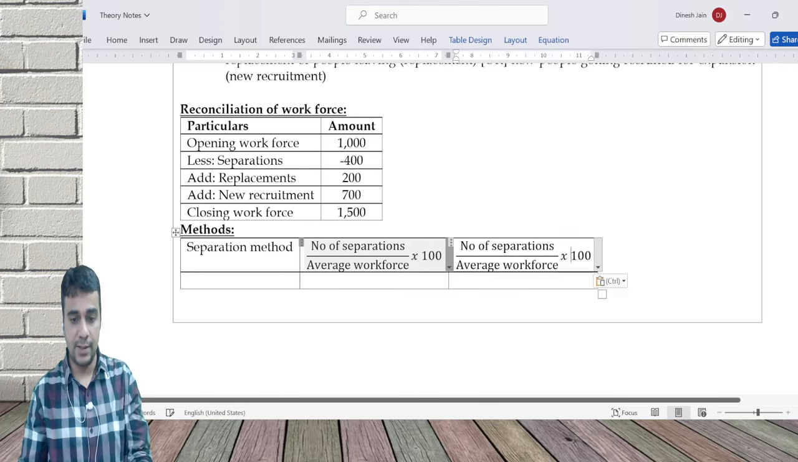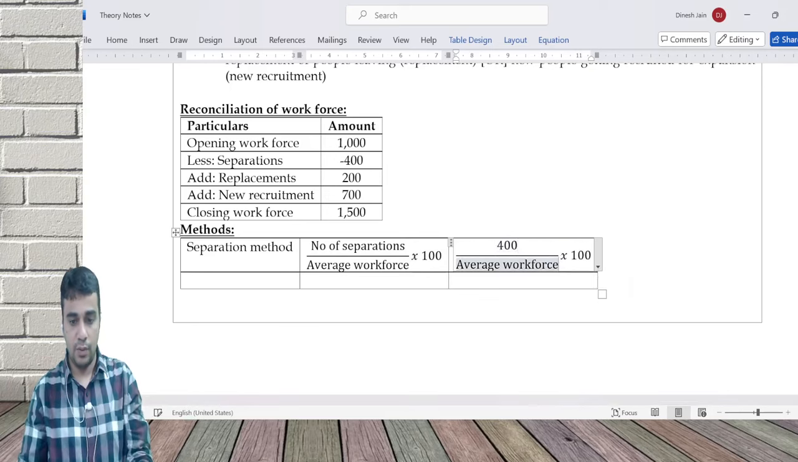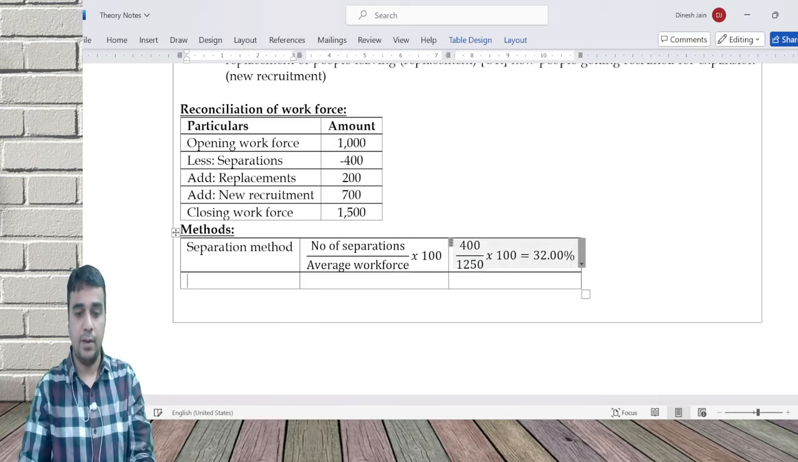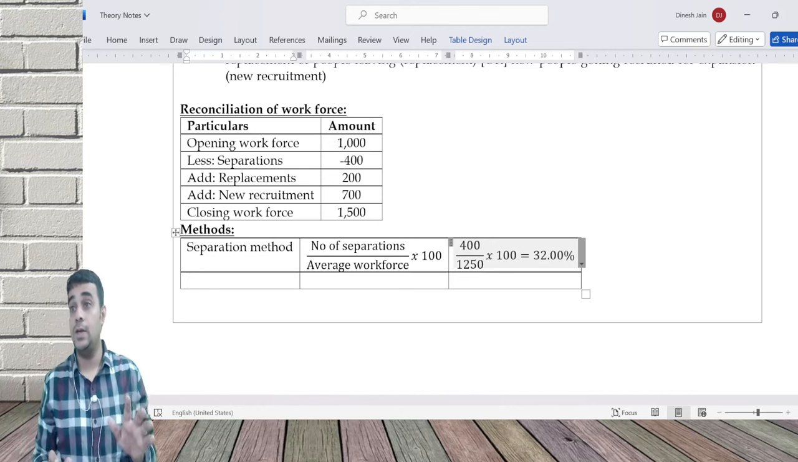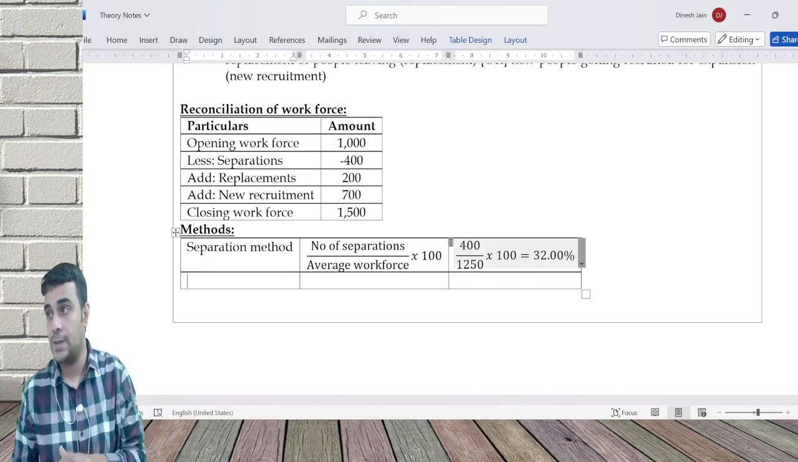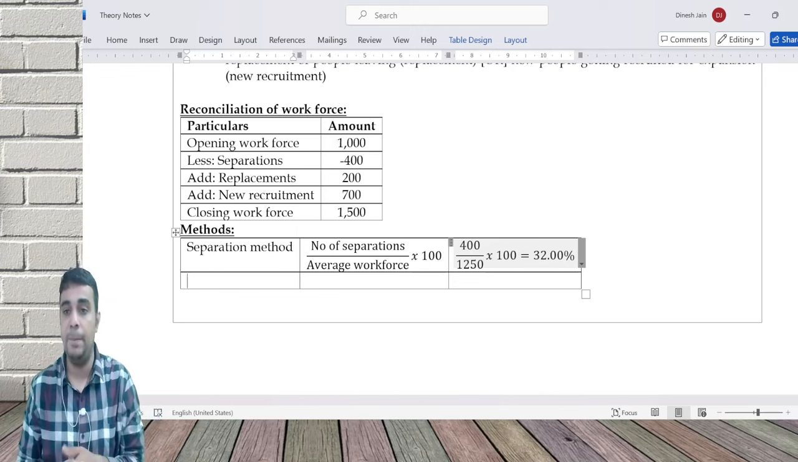How many separations are there? Average of 1, 2. So divide. How much? 32%, which is a very big change. This means 32% of my workforce is leaving the company, which is a very big number. Any doubts on this?